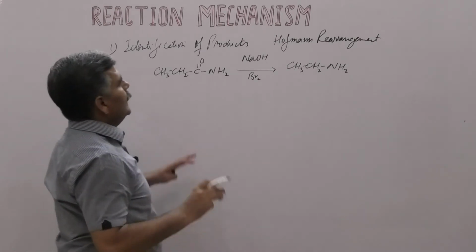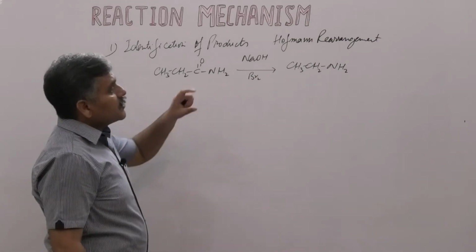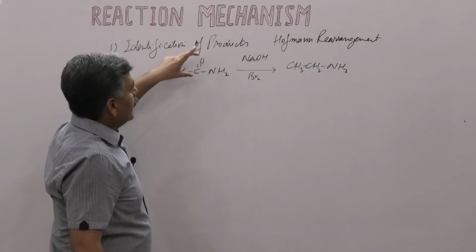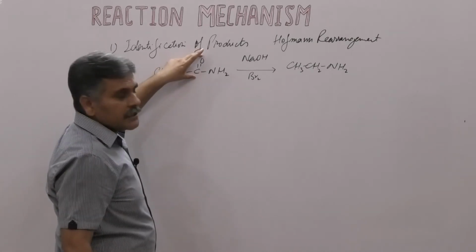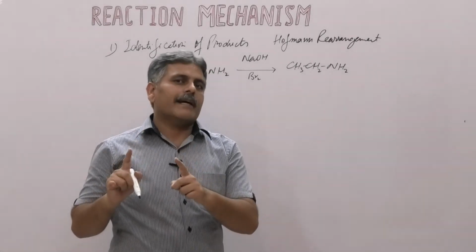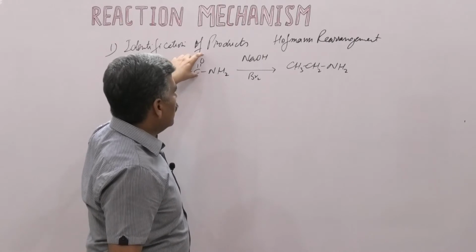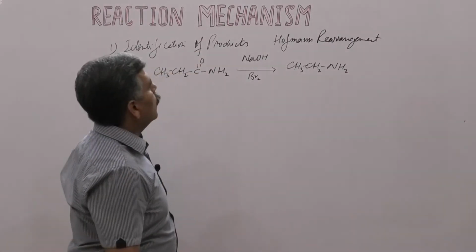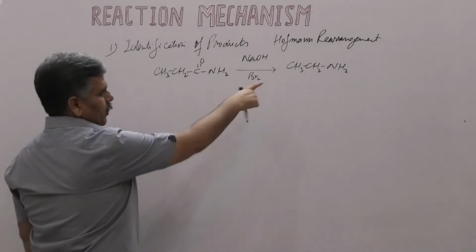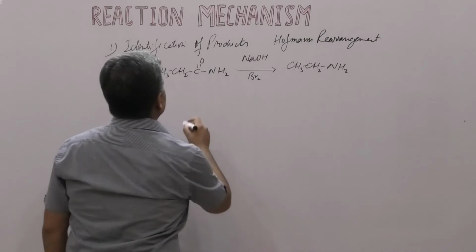So any mechanism which is unable to explain the formation of CO2, because this C=O is missed here, is not acceptable. The acceptable mechanism is the one which explains the formation of carbon dioxide from this C=O, so the mechanism explains the formation of this product as well as the byproduct carbon dioxide.